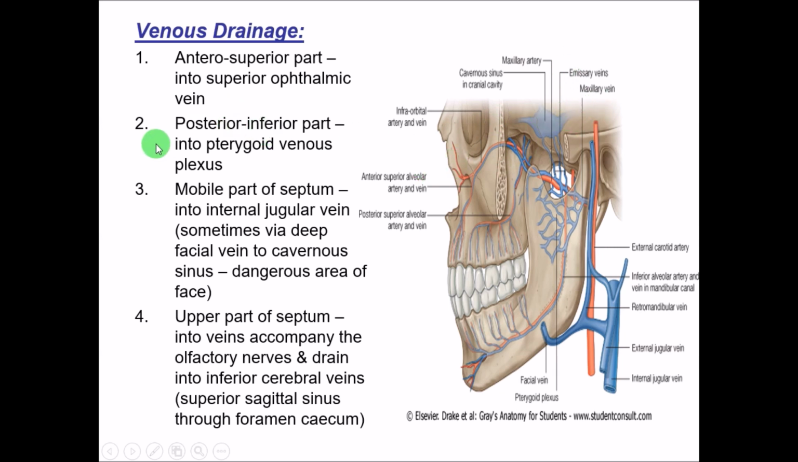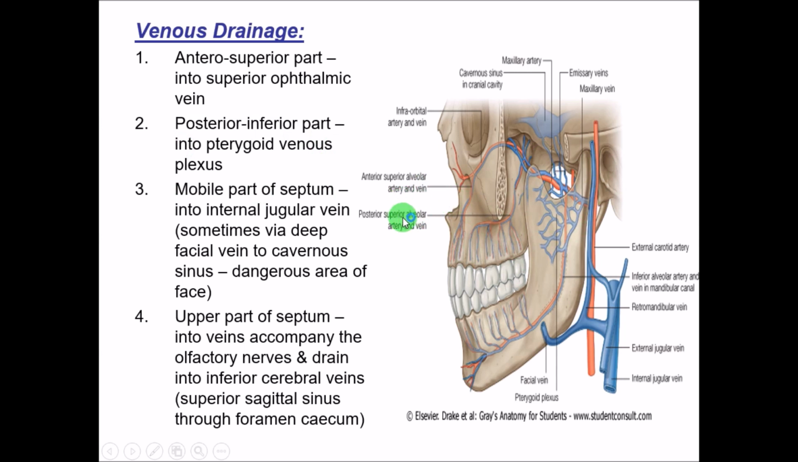Then the posterior inferior part will be directly drained into the pterygoid venous plexus. This is the pterygoid venous plexus which is shown here. So it will be draining into the pterygoid venous plexus. Then the mobile part of the septum, that is the most anterior part, drains into the internal jugular vein. Okay, sometimes via the deep facial vein to the cavernous sinus also.